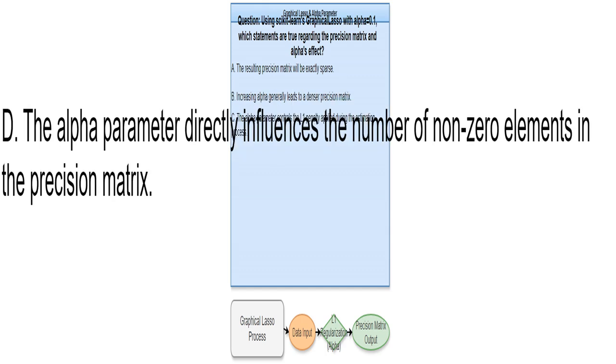Yes, this is true, but remember it is not a perfectly direct relationship. A larger alpha generally results in a sparser precision matrix, meaning fewer non-zero elements. It's like turning a knob. The more you turn it, increase alpha, the more sparse your precision matrix becomes, but it's not a precise one-to-one mapping. The data itself plays a role in determining the exact sparsity.